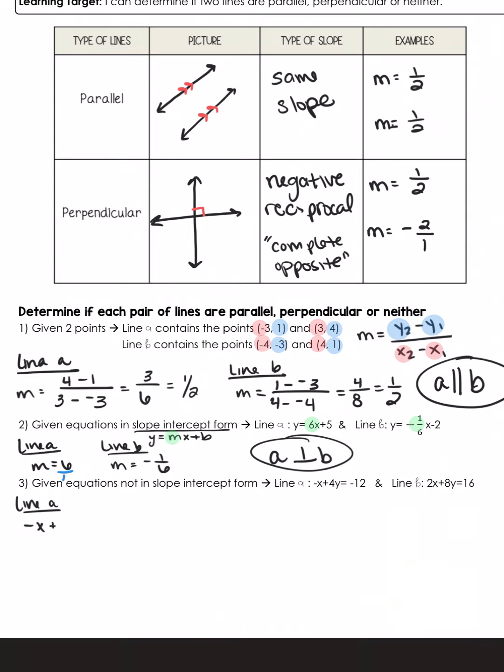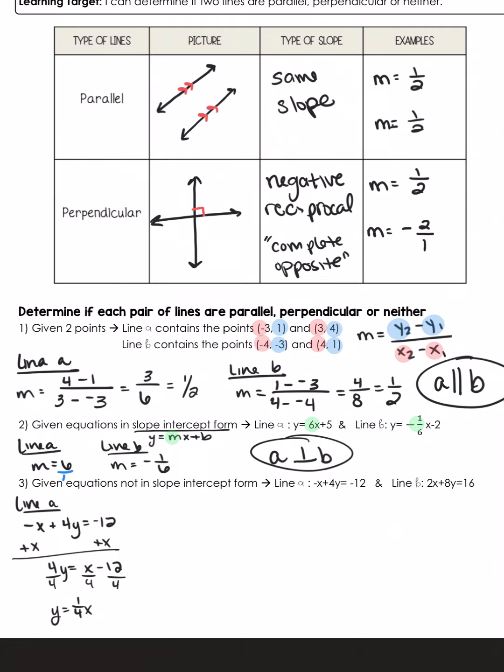So line A's equation is negative x plus 4y equals negative 12. To solve this to say y equals, I'm going to add x to both sides. I get 4y equals x minus 12. Divide every single piece by 4. And my equation is, okay, so this is x over 4. I'm not going to write that. I'm going to write it as 1/4 x so that I can see the slope out in front of it.